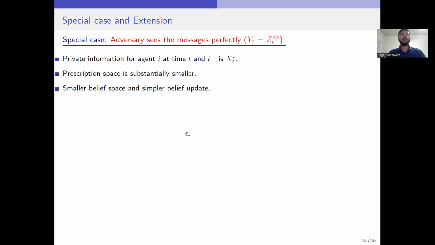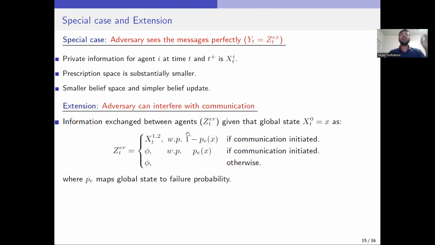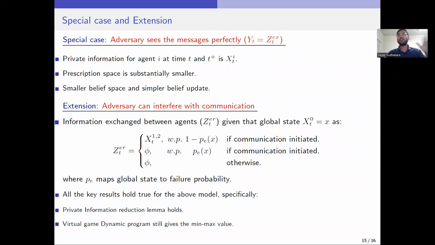And one extension to our problem is that the adversary can interfere with communication. What if there is a failure, where P maps the global state to a failure probability, and the failure probability is given by P of X, where X is the global state? Then the ZXT is now Z error T. That is, even if communication is initiated, only with probability 1 minus P of X is Z error T now X1 comma 2T. Otherwise, it is null. So even with that particular model, all our key results hold. The private information reduction lemma holds, and the virtual game dynamic program still gives us the min-max value.